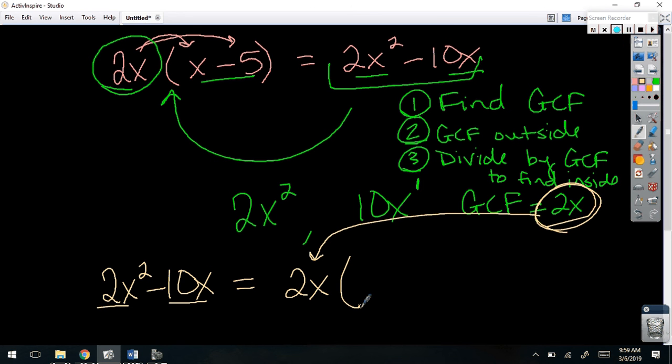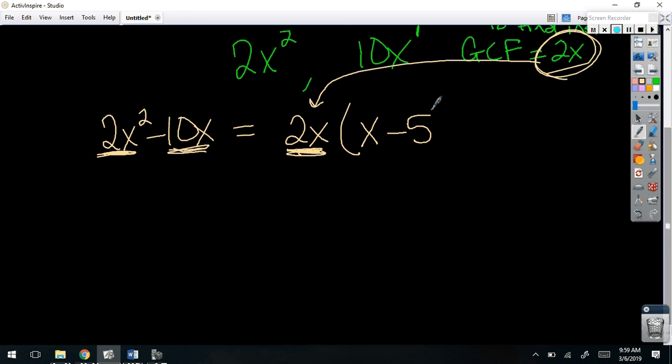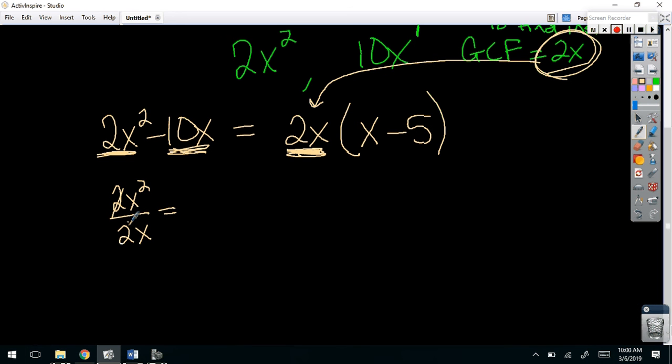Now divide. What is 2x squared divided by 2x? Yeah, that's right, 1x. If you want to write the 1, you can. And what is 10x divided by 2x? Negative 5. It takes the x's away. If you need to, you can come right here and say 2x squared divided by 2x, remember we subtract the exponents, that's how you get that one.